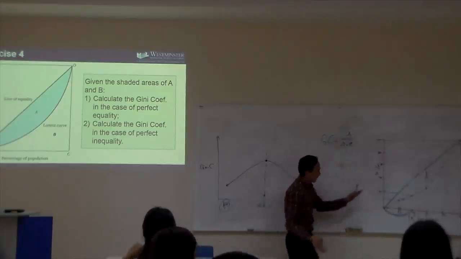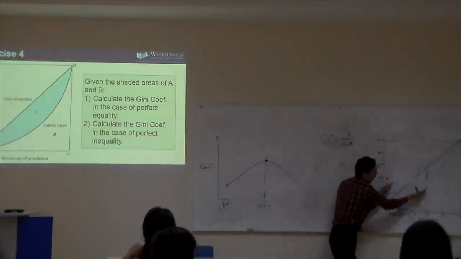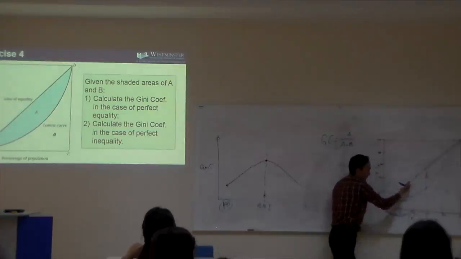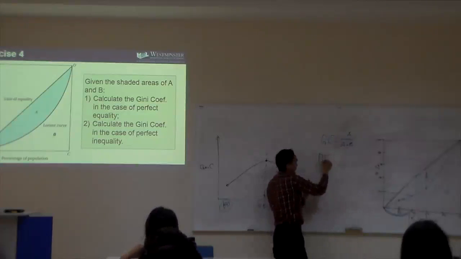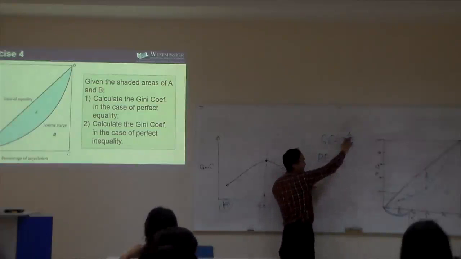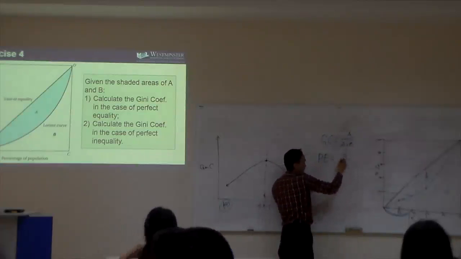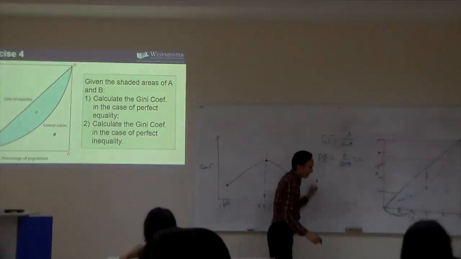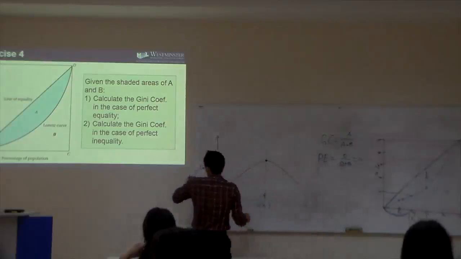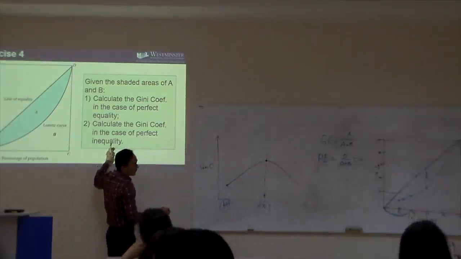Good. So now, in the case of perfect equality, when the Lorenz curve is on this 45-degree line, area A disappears, which is equal to 0. So the Gini coefficient in the case of perfect equality is equal to 0 over 0 plus B, which is equal to 0. Okay? What about in the case of perfect inequality?